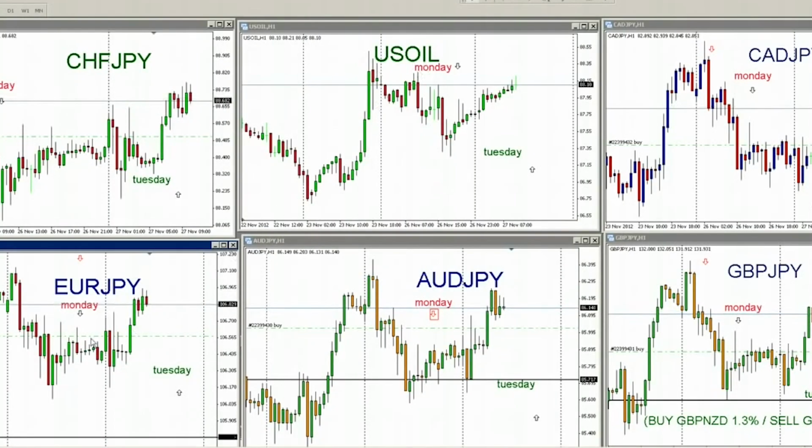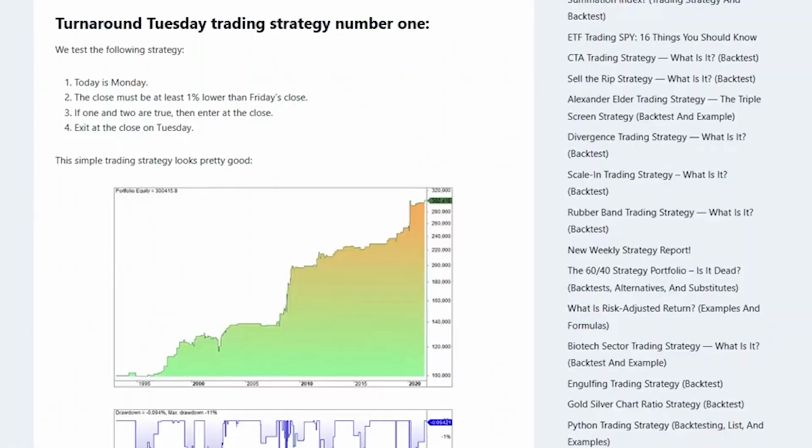This strategy has worked in the stock market for many decades and has been low-hanging fruit for many years. We wrote about this strategy on our website as long back as 2012.